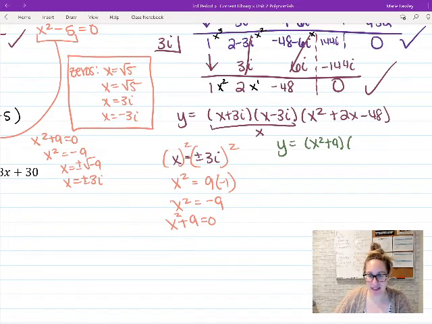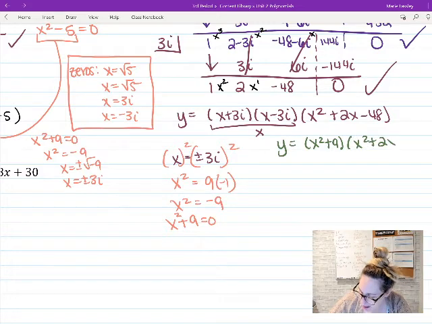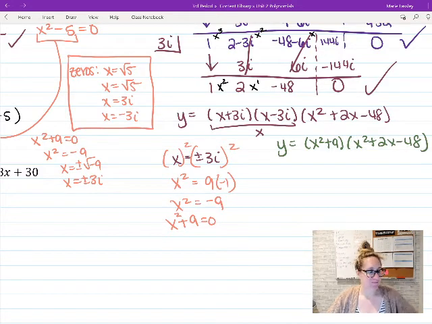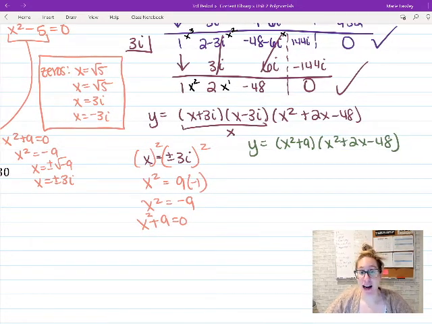Okay. So we have x squared plus 9, and then we have x squared plus 2x minus 48. Now, I know that the x squared plus 9 doesn't factor anymore because if I were to try and do it, I would have imaginary numbers, and I don't want that. So x squared plus 9 is fine. But I need to double check and see if that x squared plus 2x minus 48 factors.